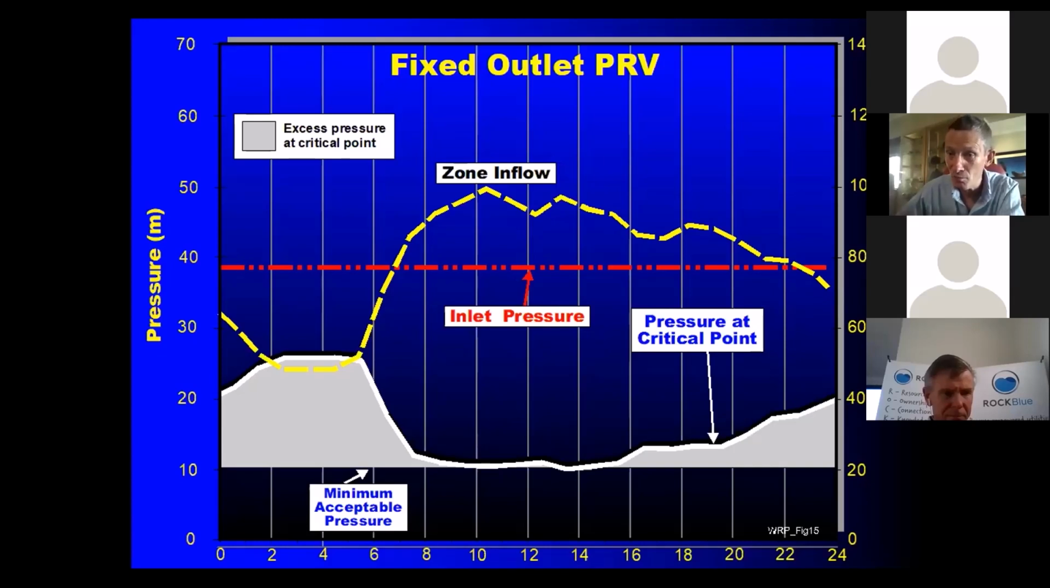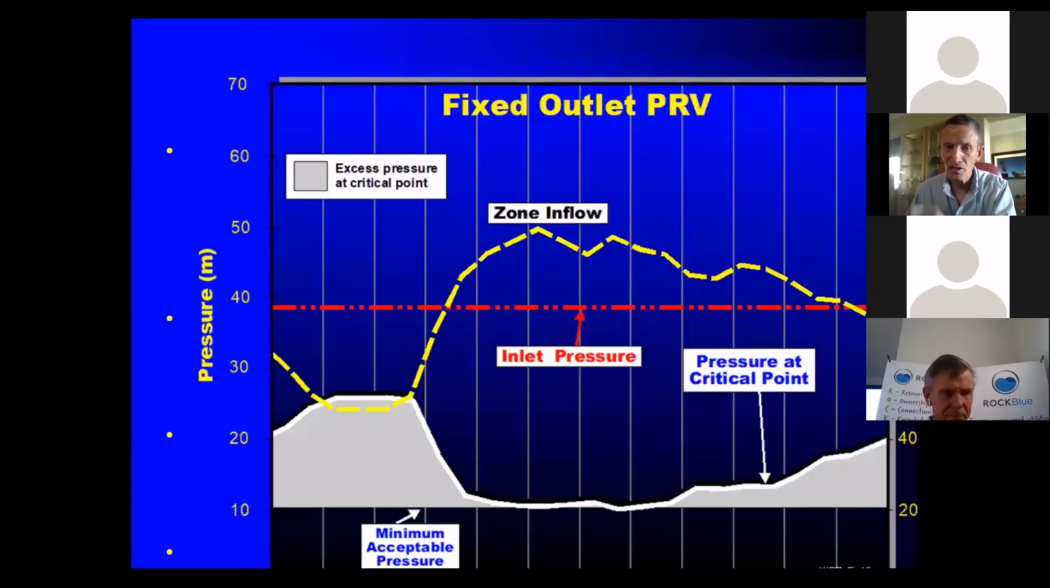We now have a smaller grey area where we have some excess pressure at night time, and then again later in the day during the 24 hours in the morning. So you can see that the grey area has decreased simply by reducing the pressure through a fixed outlet pressure reducing valve. This gives you the maximum benefit from a single device, but we can still do better than that.